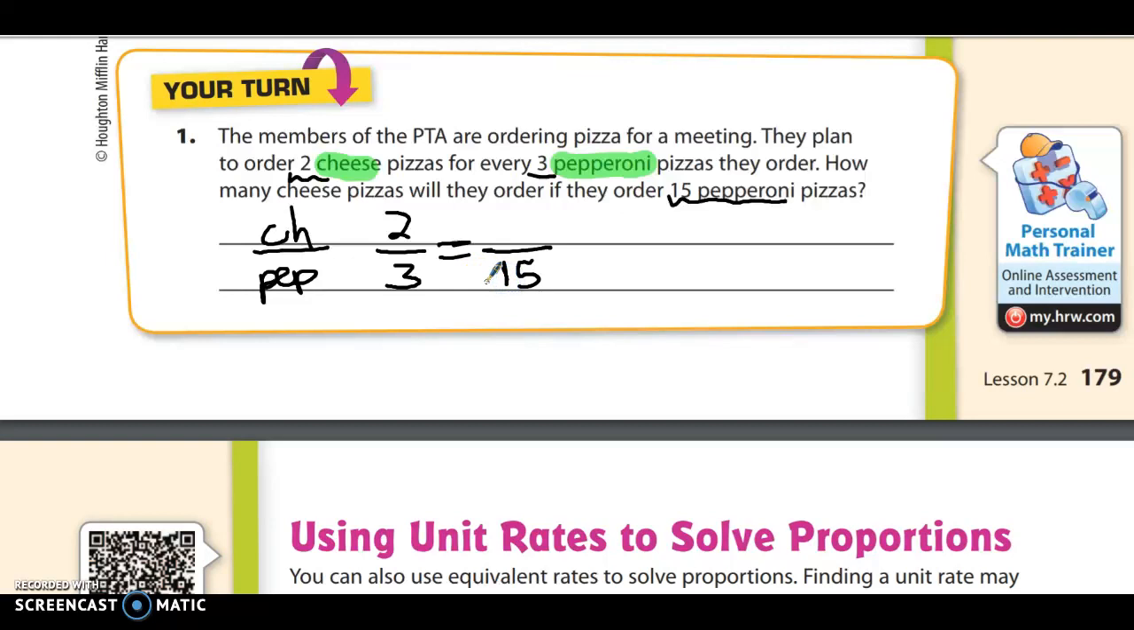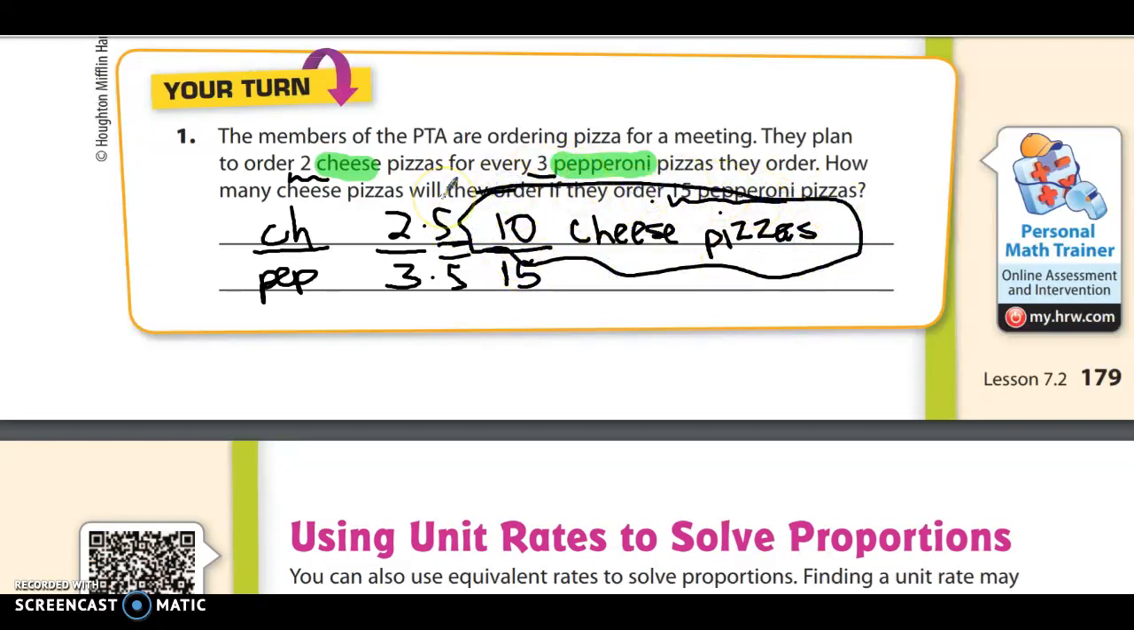Now I just ask myself a math question. How would I get from 3 to 15? I would multiply by 5. So to get from 2 to my unknown, I multiply by 5 also. 2 times 5 is 10. This is the answer. You can actually just write it like this: 10 cheese pizzas. Now you have to circle it so that we draw attention to the answer. Alright, good job. You're done with page 179.